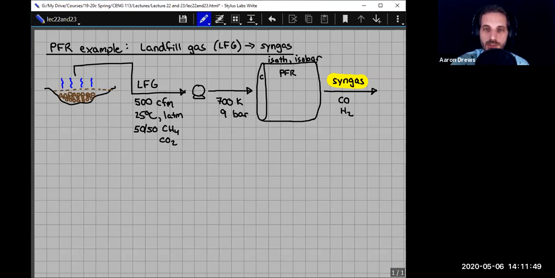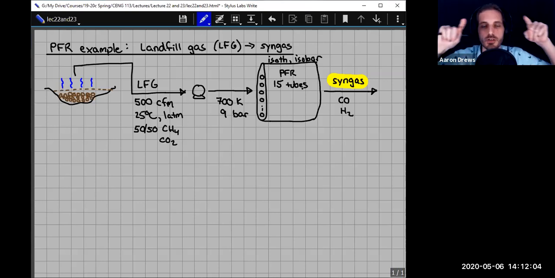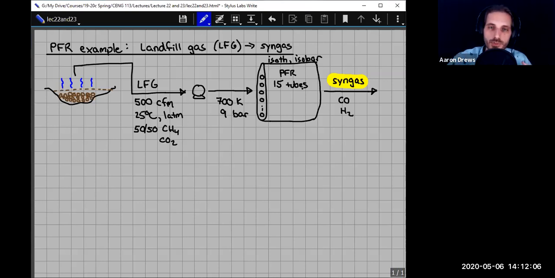So this PFR is actually going to be a series of smaller tubes. I'm not going to draw them all, but it's on here. It's actually made up of 15 smaller tubes. And then those 15 smaller tubes are all housed inside one larger tube. That one larger tube is called the shell. And that's a very common design for maintaining isothermal or nearly isothermal systems.